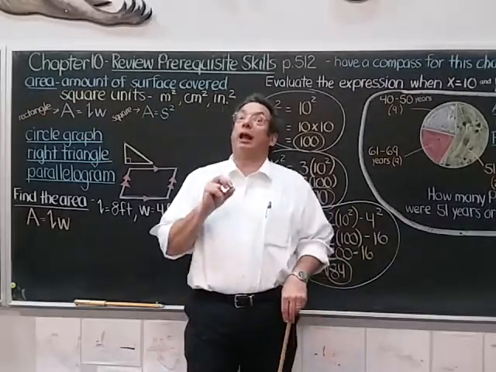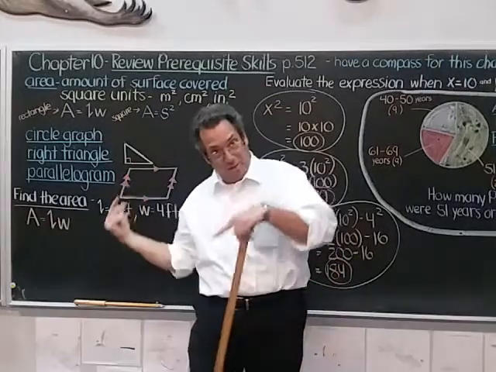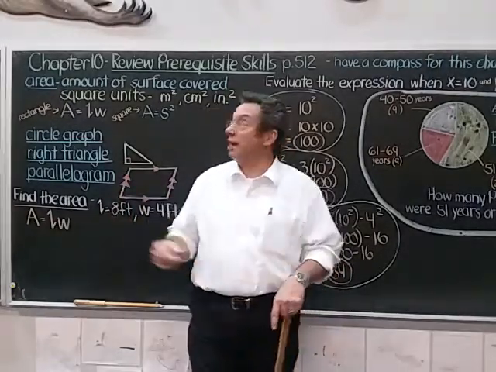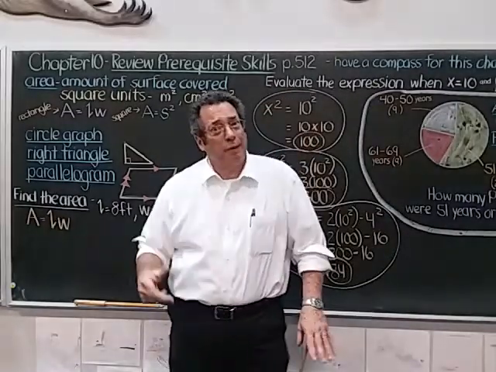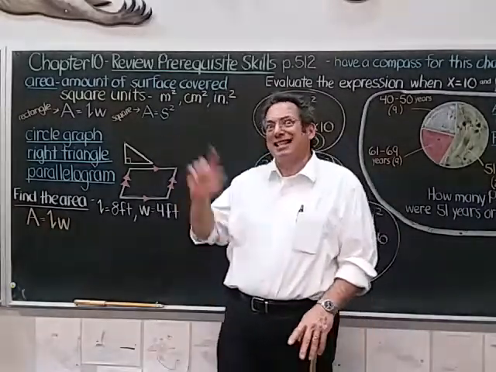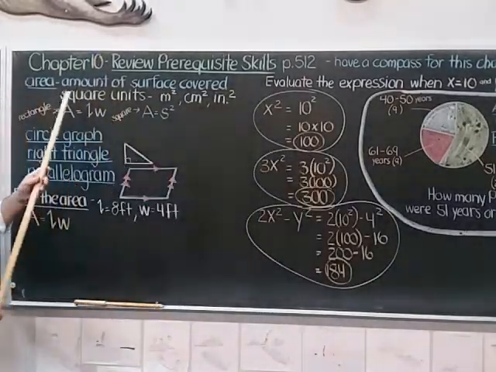But we need first to review some of our prerequisite skills. And so today, for the practice, you're going to be doing this page. It's page 512 in your book. And I'm going to go over a couple of these things that you need to know in order to be successful in chapter 10. All right, so chapter 10, our preview of prerequisite skills.